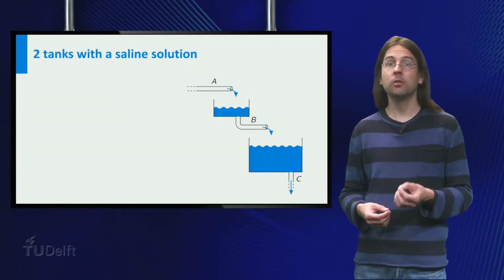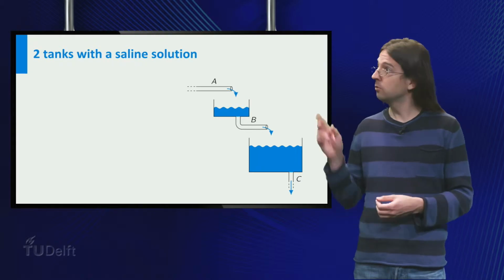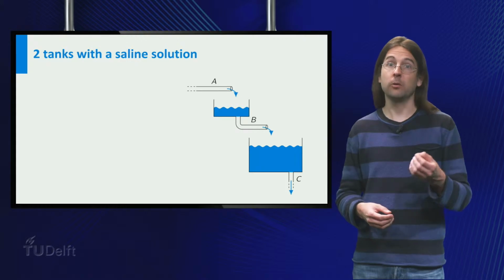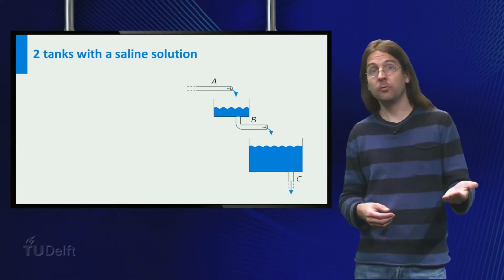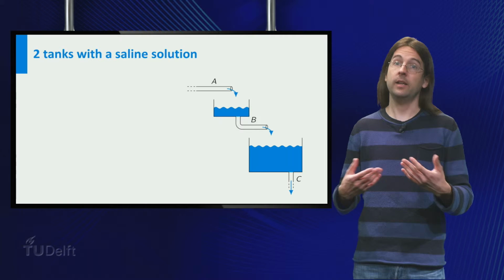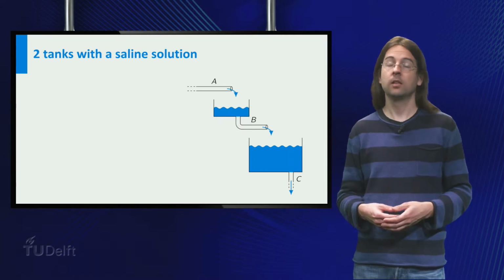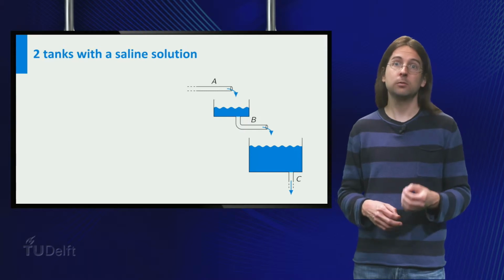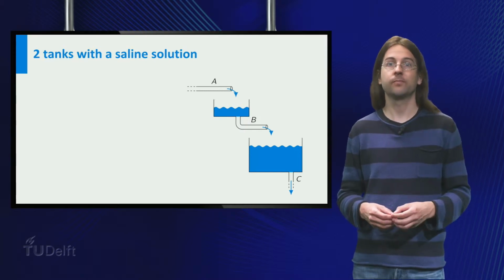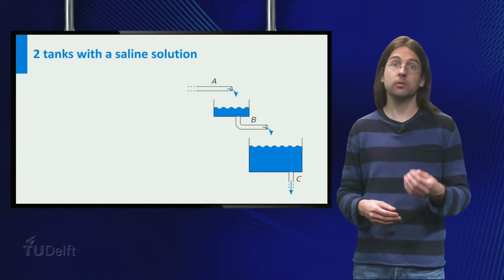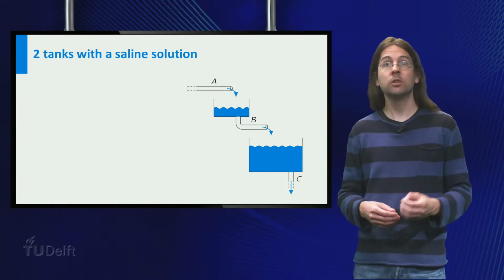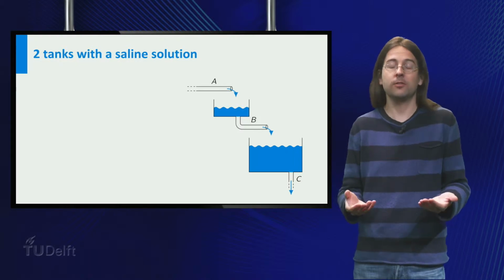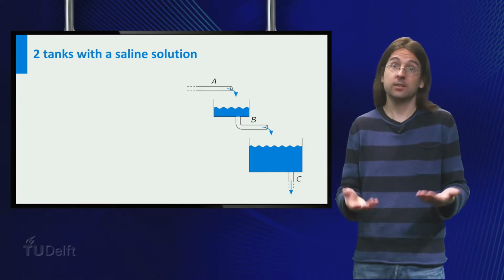For this first example we consider a system of two vats with a saline solution. There's water flowing into the first vat, from the first to the second vat, and out the last vat. The flow is the same in all three pipes, so the water level remains the same in both vats. The inflowing water contains salt, and under the flow the salt is moving through the vats. How does the salt concentration in both vats change over time?